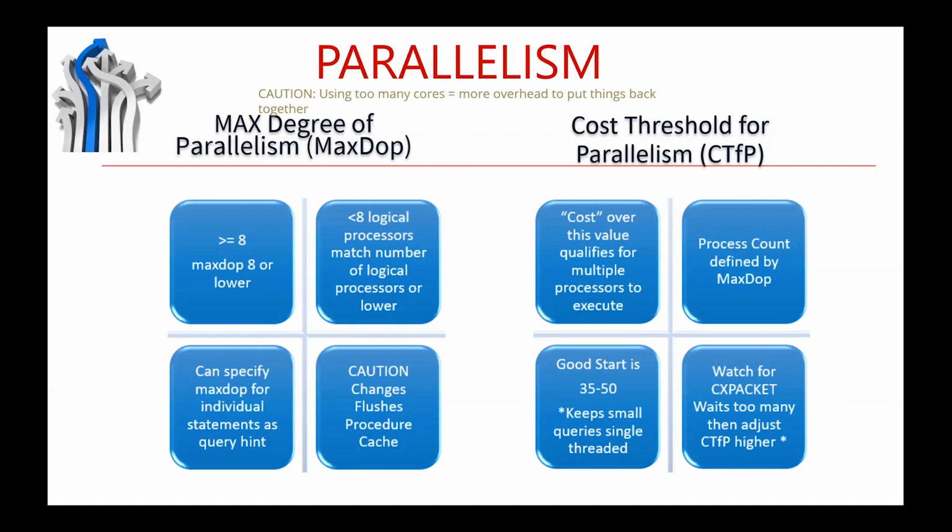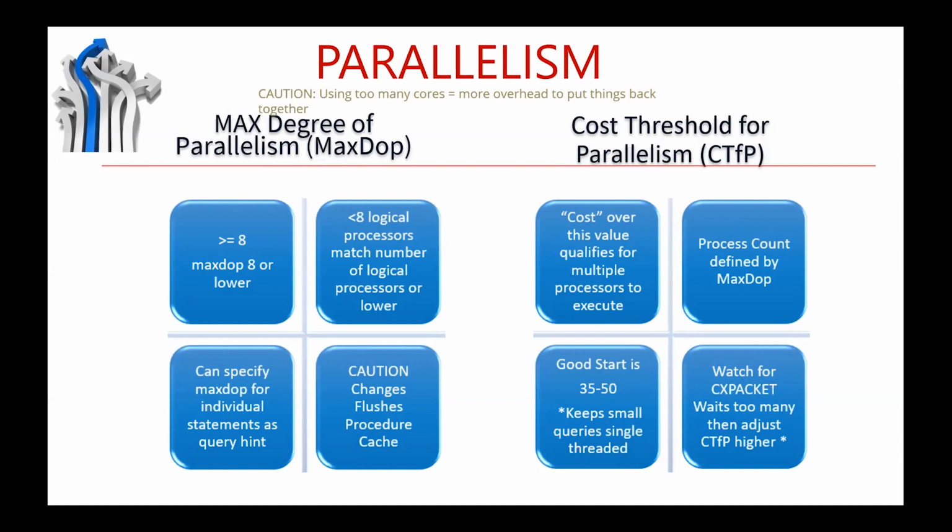So there are bits and pieces to this if you're using NUMA that you need to look at differently, but I'm talking in very general terms here. Max DOP, if you want to start out cautiously, would be half of the available cores that you have, up to 8. Now, caution: when you change this, it will flush your cache.